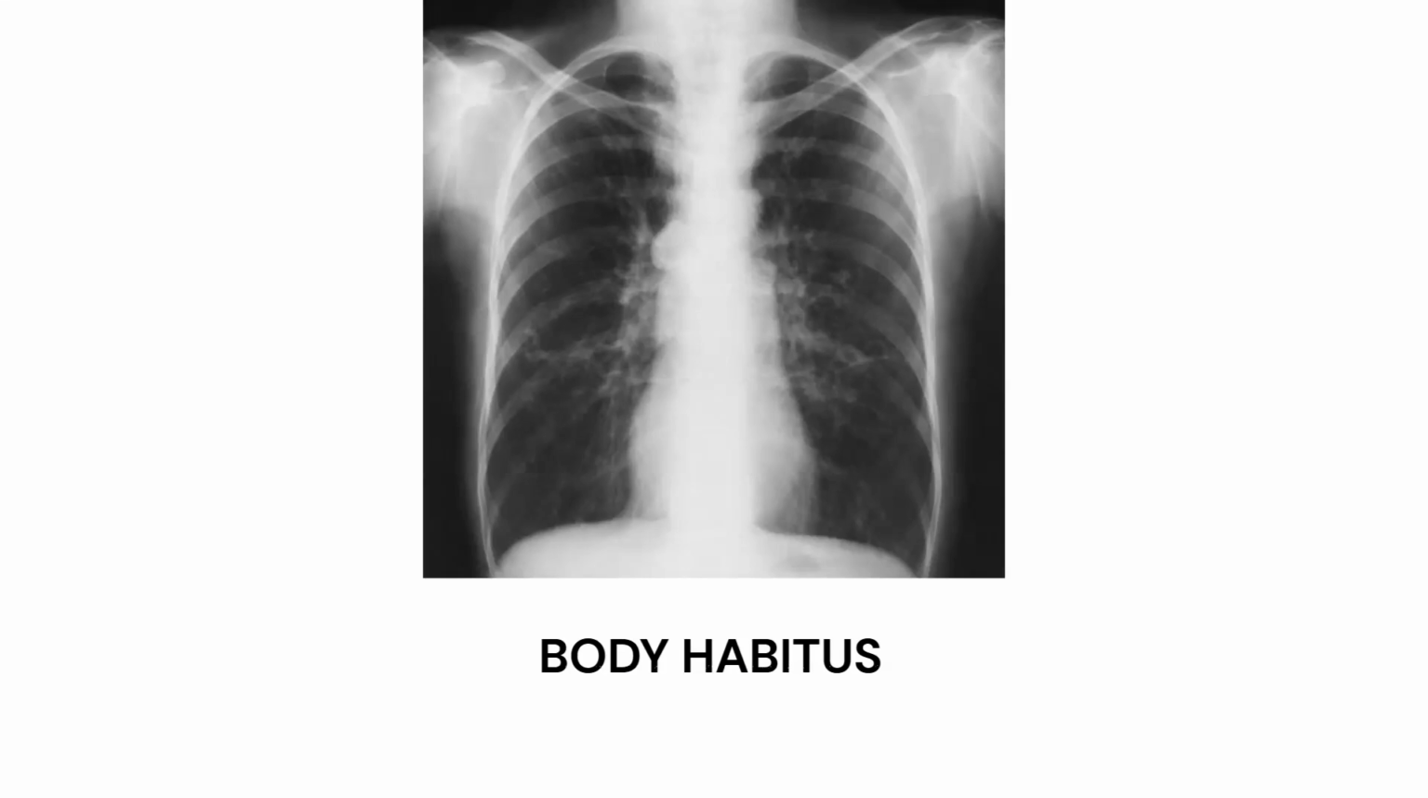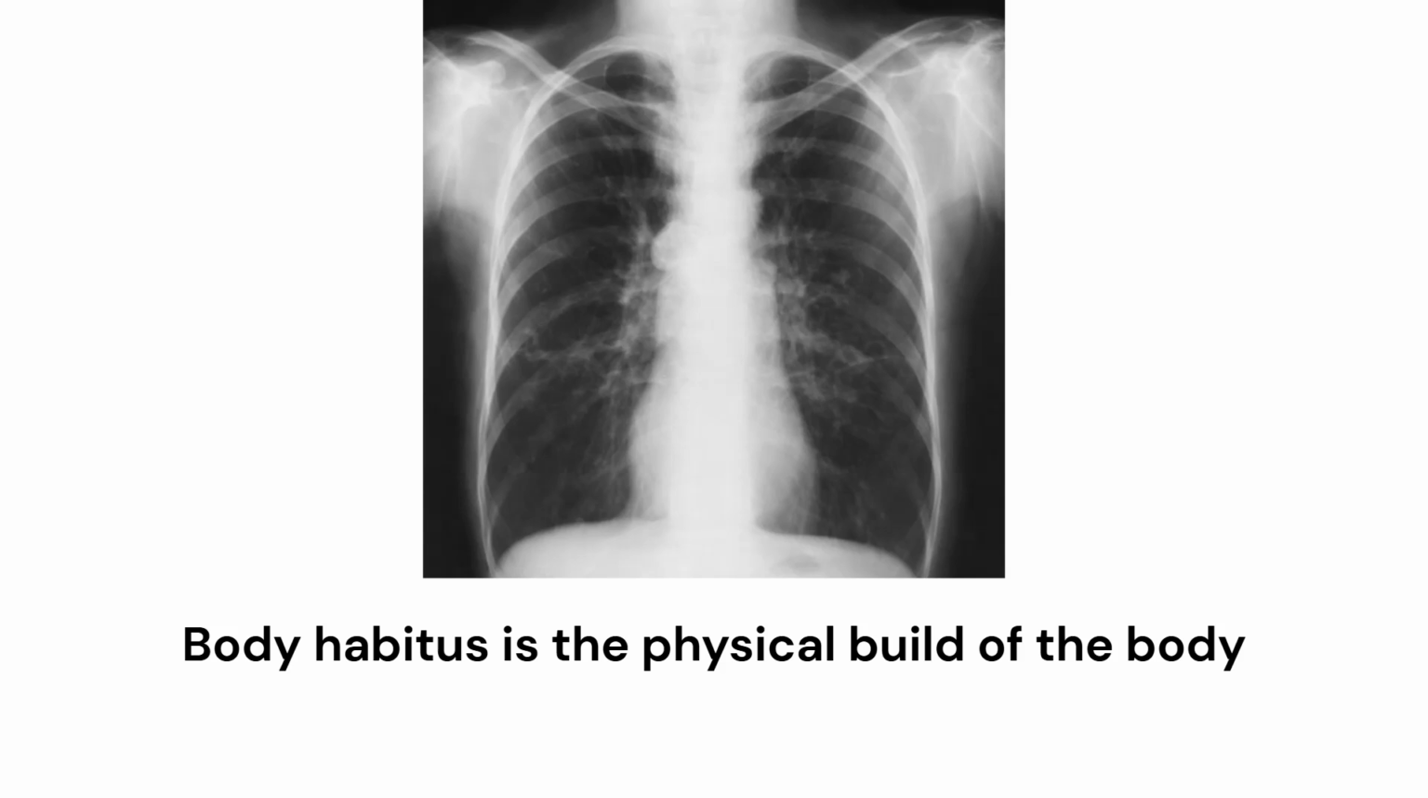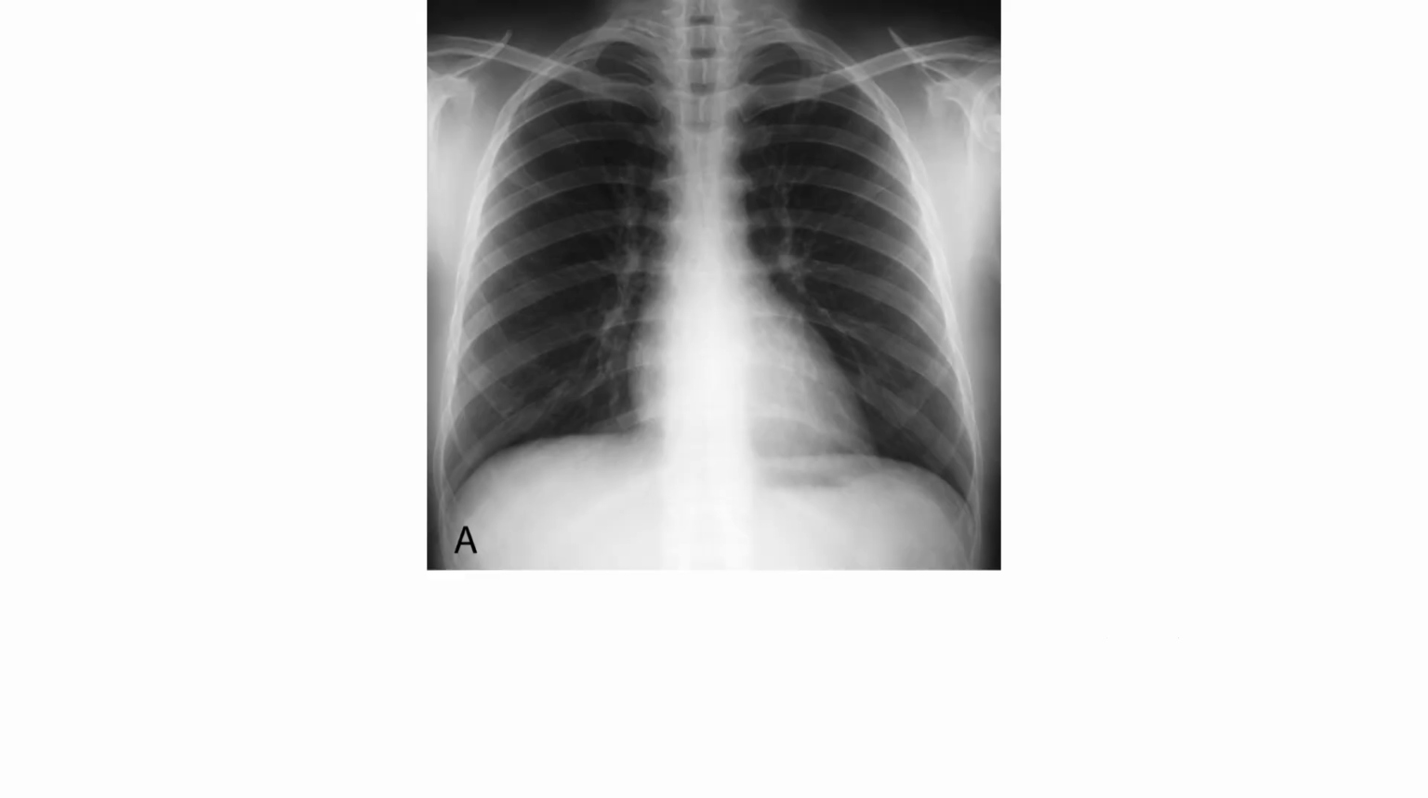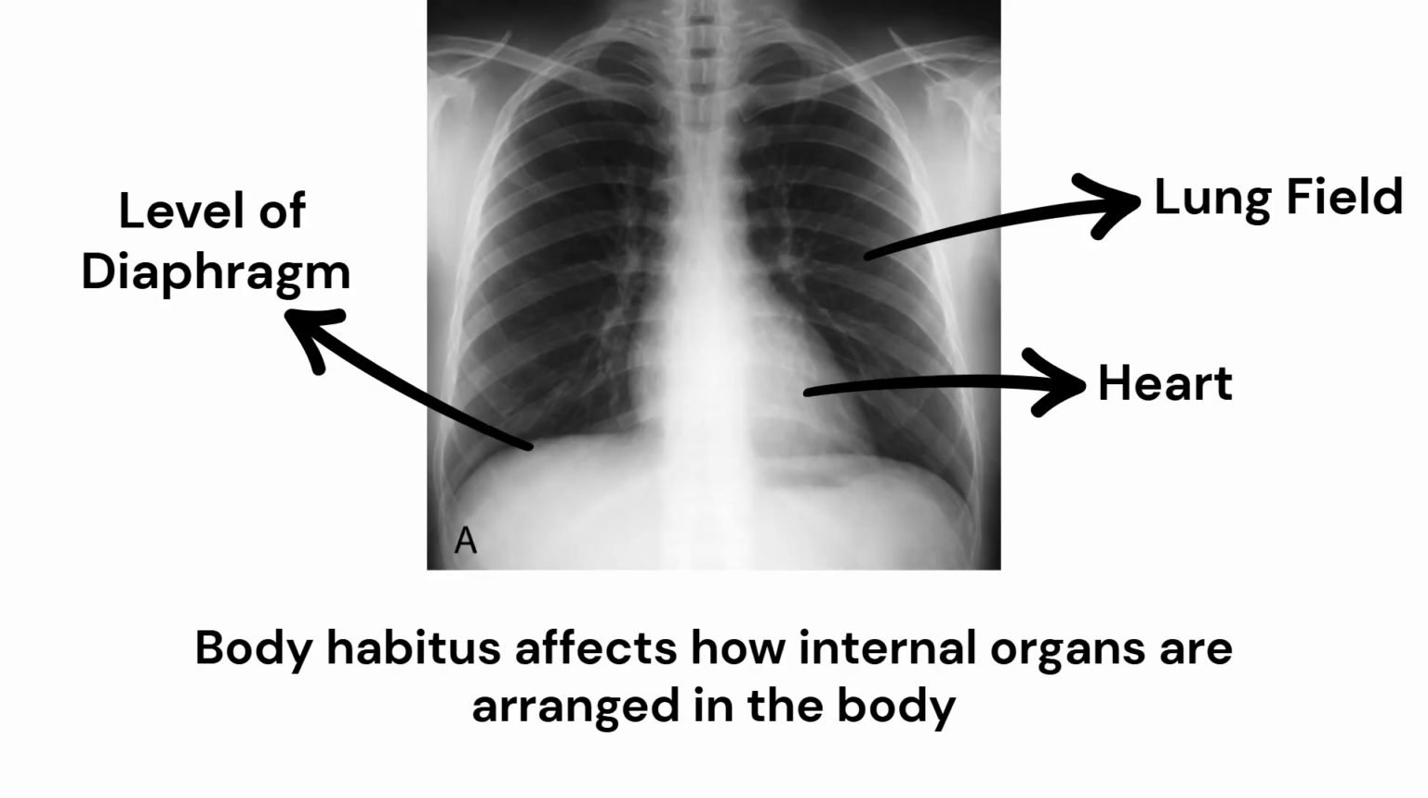The concept of body habitus describes the overall physical build of a patient, and how that build influences internal organ position. It is not simply a description of body size. It reflects how the thoracic and abdominal organs are arranged within the cavity of the body.